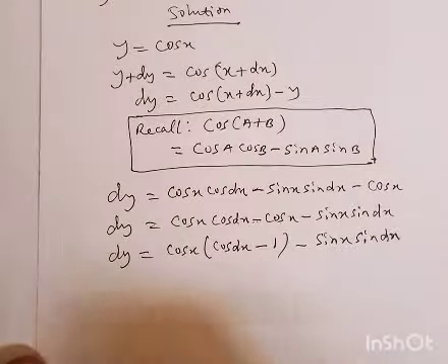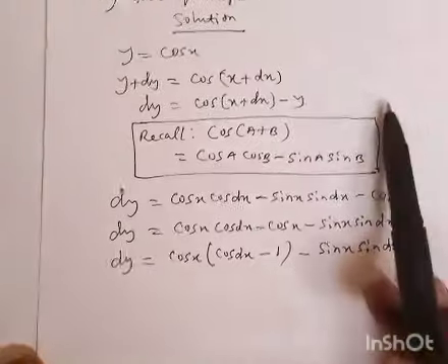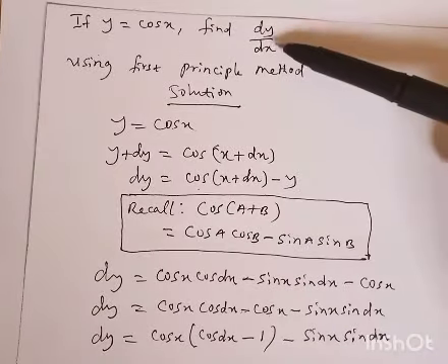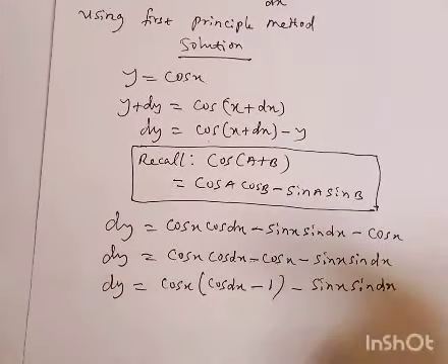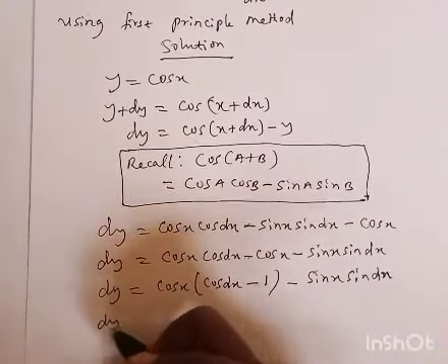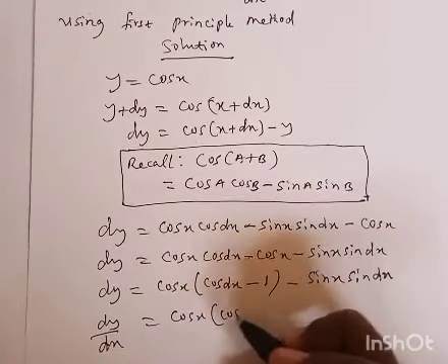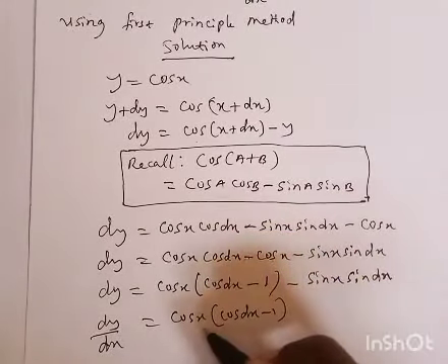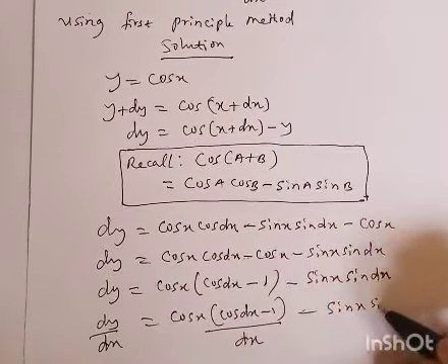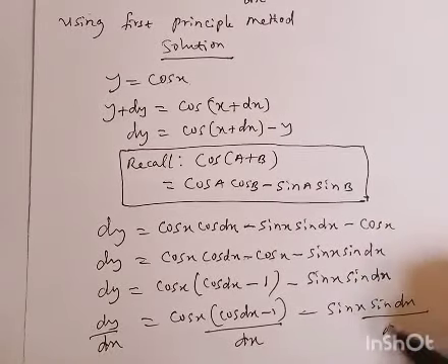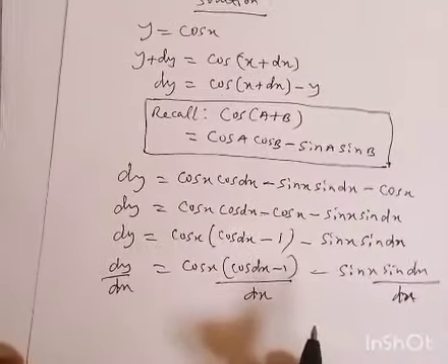Now from there, you divide through by dx. You divide each term by dx because you are looking for dy over dx. Already here, you have dy. So divide each term by dx. You see here you have dy over dx equals cos x into cos dx minus 1, still over dx, then minus sine x sine dx also over dx. So you see you have divided each term by dx.